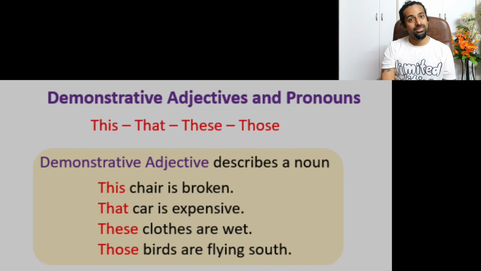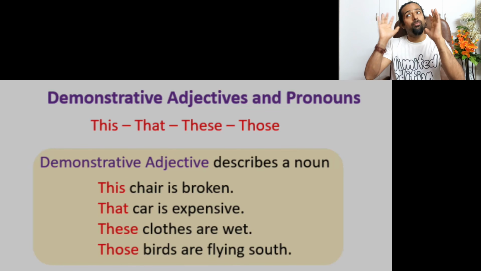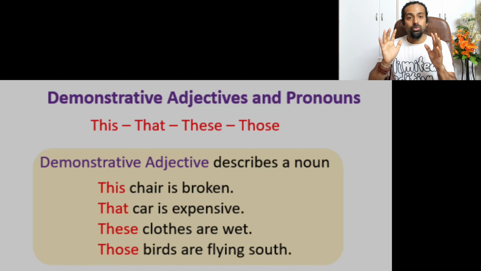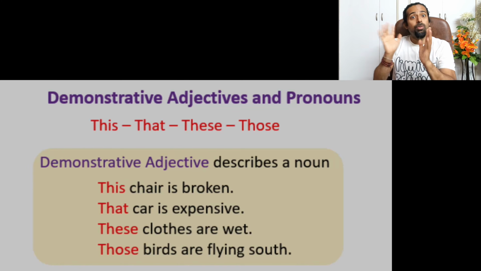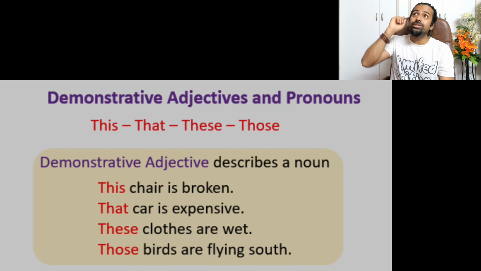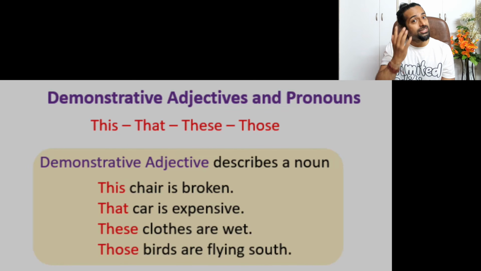Now, these, T-H-E-S-E. These clothes are wet. It means we are talking about many clothes. Okay? They are yet to get dried. So, many clothes are wet. Those birds are flying south. That means it's a group of birds flying in the sky, heading towards south. You can learn demonstratives because this will help you to improve your English fluency.